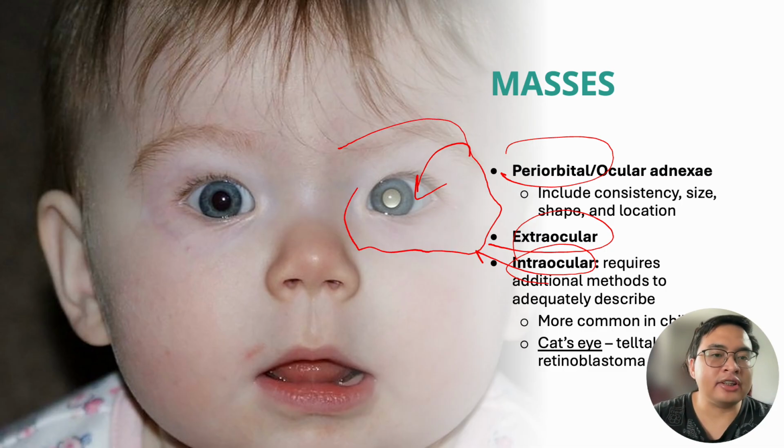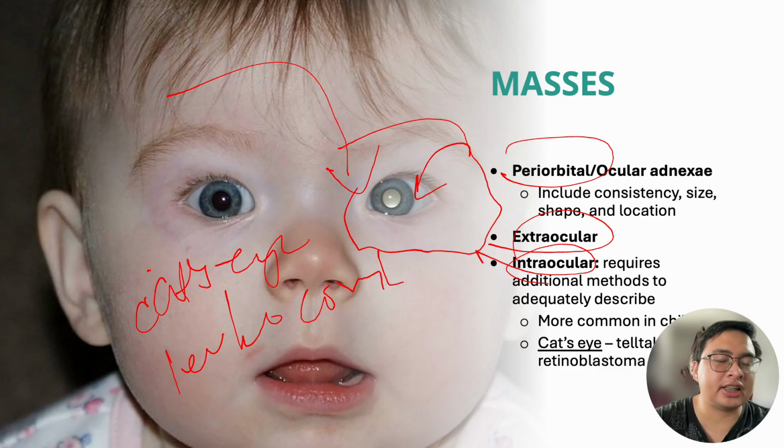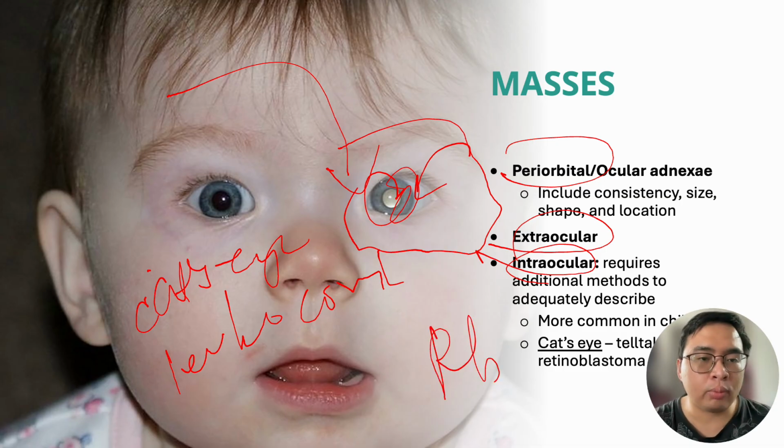Okay. So what are the telltale signs of an intraocular mass? So look at this example here. This finding is called a cat's eye or leukocoria. So normally, what we have is a red-orange reflex. That's why sometimes when you take pictures, you get a reddish reflection in your eye. But in contrast, this baby has a whitish reflection. This could be the telltale sign of a tumor called a retinoblastoma.